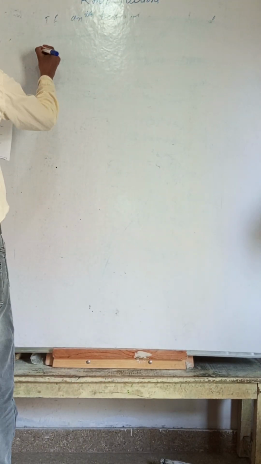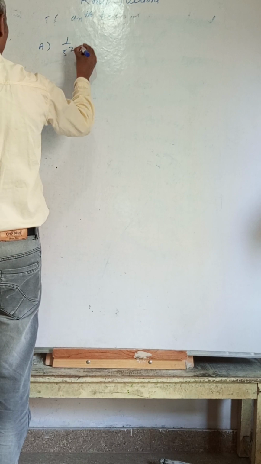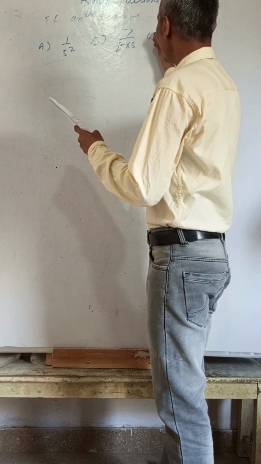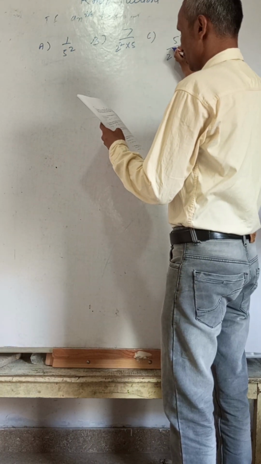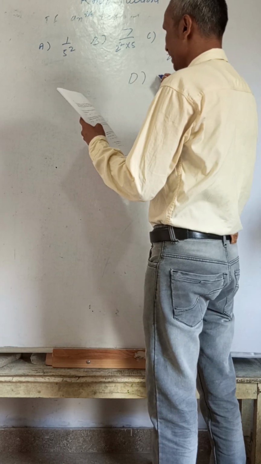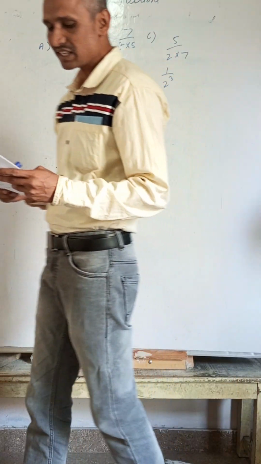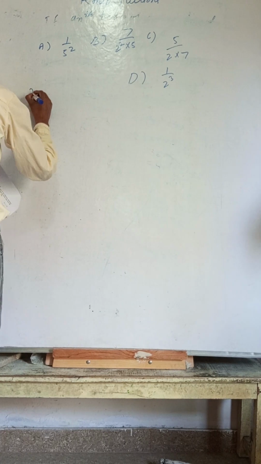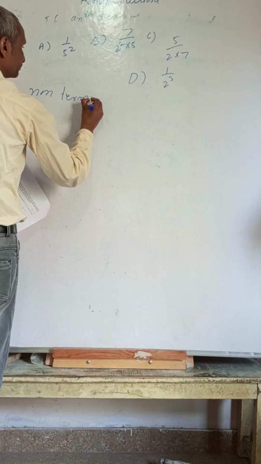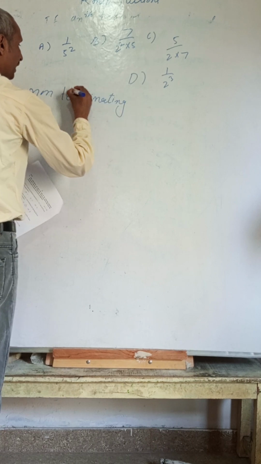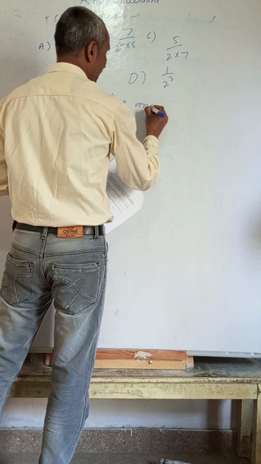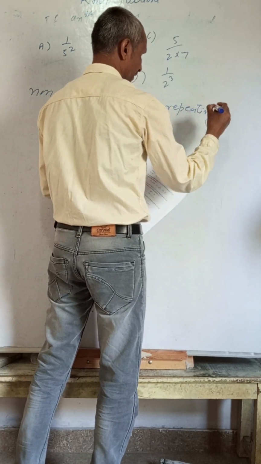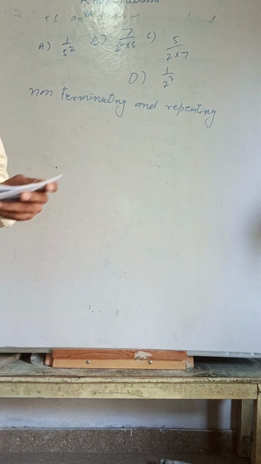Here the options are: option A is 1 by 5 square, option B is 7 by 2 square into 5, option C is 5 by 2 into 7, and option D is 1 by 2 to the power 3. And it is asked: which rational number has a non-terminating and recurring expansion among the following?